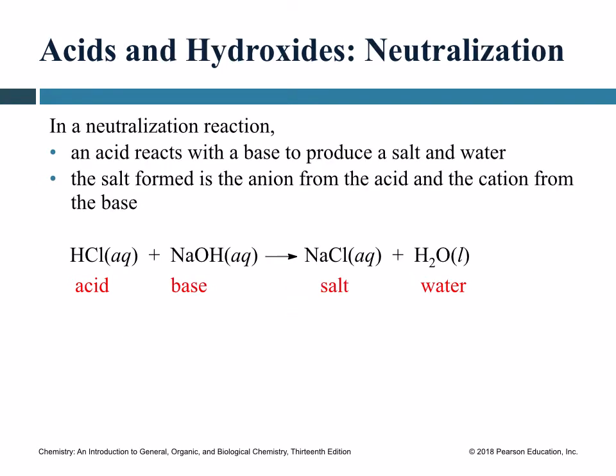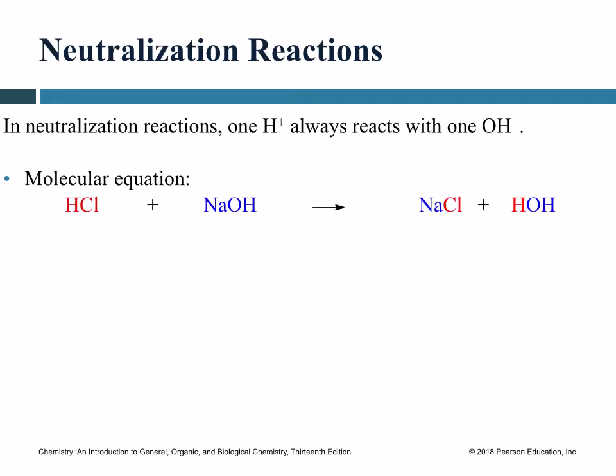When acids react with strong bases, they produce salt and water. This is called a neutralization reaction because the products generally have a pH that's near neutral. Consider the equation between acid HCl and base sodium hydroxide. Since it's a neutralization reaction, it produces a salt, sodium chloride, and water.